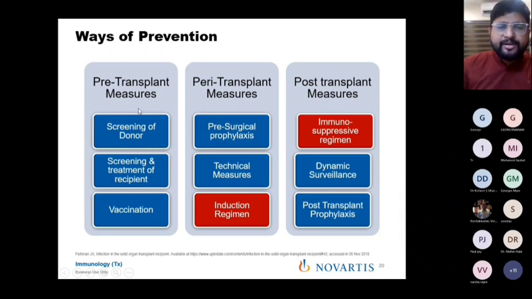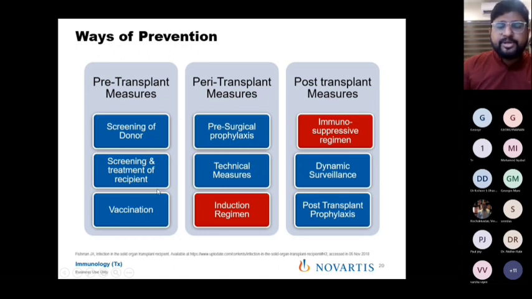So we have got pre-transplant measures, peri-transplant measures, and post-transplant measures. In the previous talks which happened on the same platform, the other parts were looked into, like screening of the donor to choose an appropriate donor which does not have any latent infection, or the screening of all the blood tests required to rule out the possibility of infection in the donor is very, very important. Screening and treatment of the recipient.